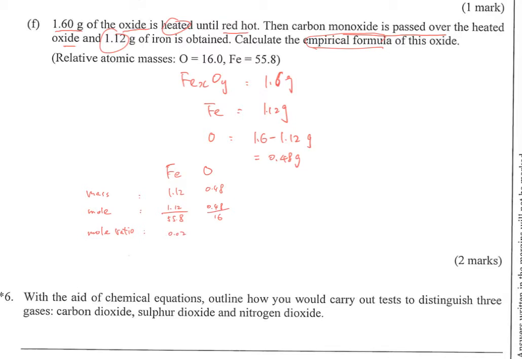0.02 after calculation, and this one is 0.03. Okay, so 0.02 and 0.03, simplify the mole ratio, and actually it is 2 to 3. So the empirical formula is equal to Fe2O3. Okay, done. So actually it's iron(III) oxide.